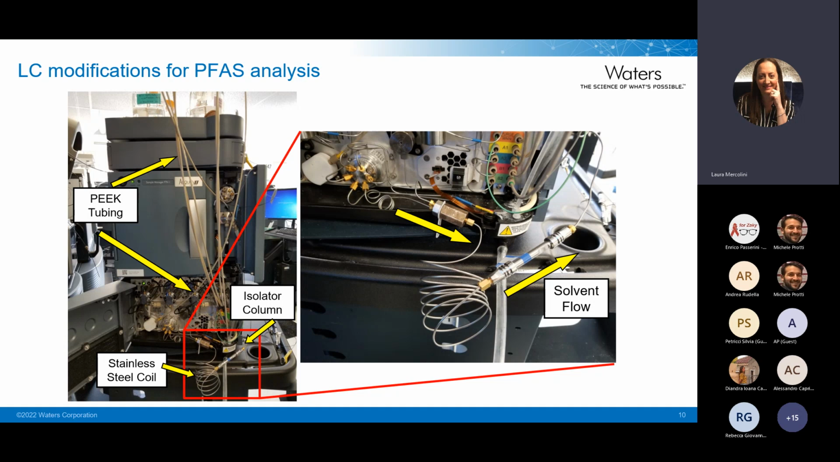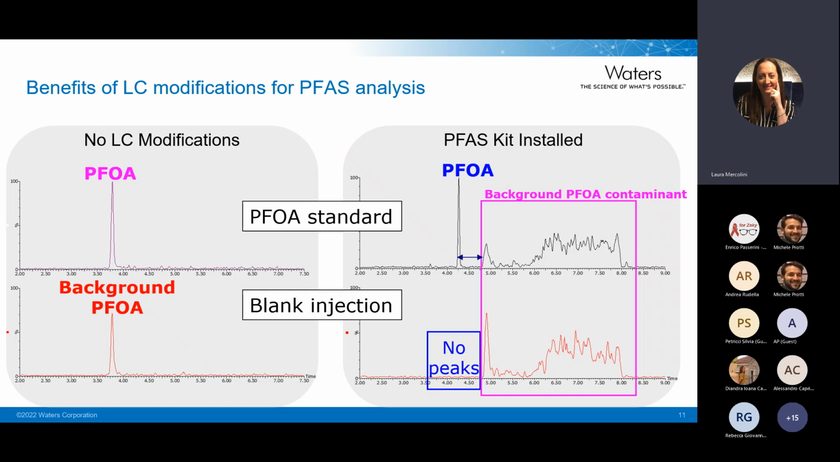And the solution is quite easy, because we just install an isolator column, a C18 column, after the pump mixer, in order to trap the contaminant from the system, from the environment, and dilute it at the end of the gradient. In this way, we don't have any kind of interference in the proximity of the retention time of the PFAS. You can see in this slide that without any LC modification, you can see a background of PFAS signal.